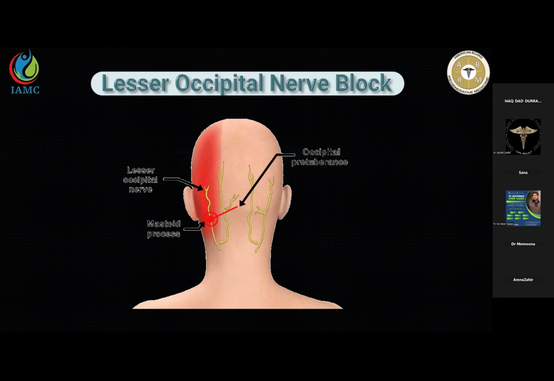One-third, and then there is two-third. One-third is the greater occipital, and two-third is the lesser occipital. So the red shadow is the area which is numb after the lesser occipital block. So these are the two targets as we discussed before.